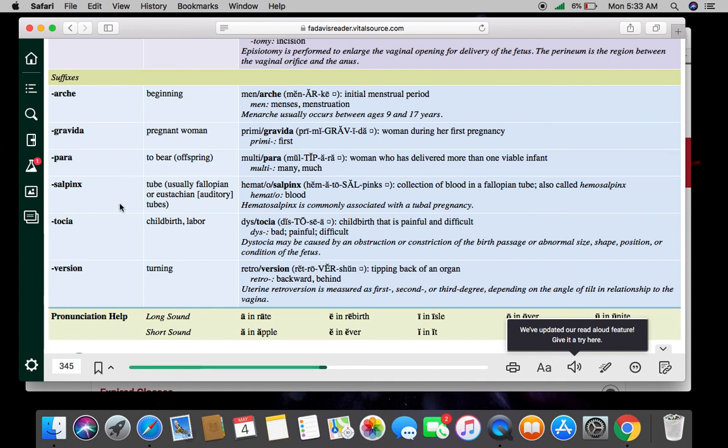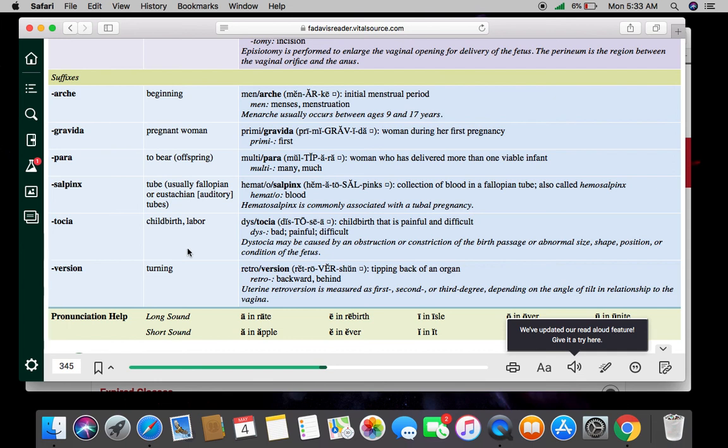Gravida, para, salpinx, hematosalpinx. That's blood in the fallopian tubes. That's not good. Dystocia, that's childbirth labor. So dystocia, mommy knows, of course labor is painful, but mommy knows when it's wrong. So when mommy says something's up, please pay attention to it. Learned that the hard way on more than one occasion.